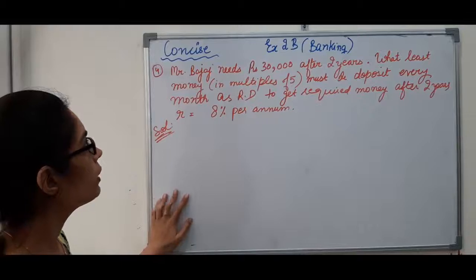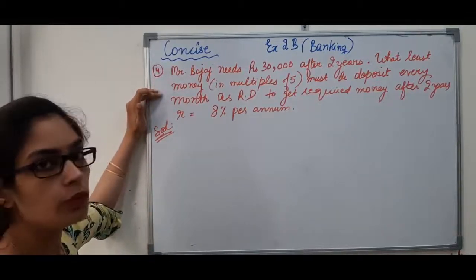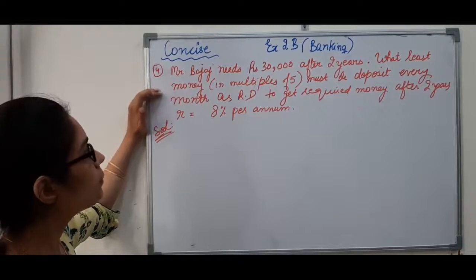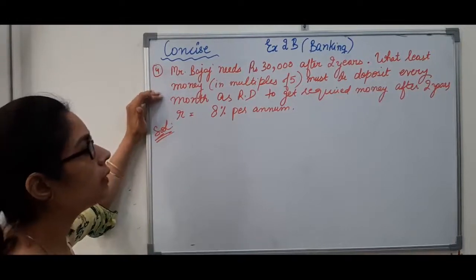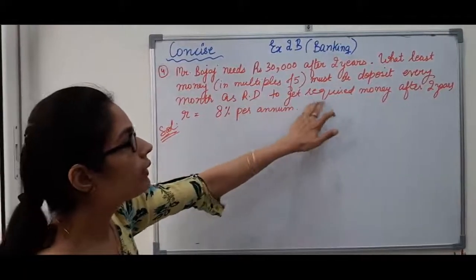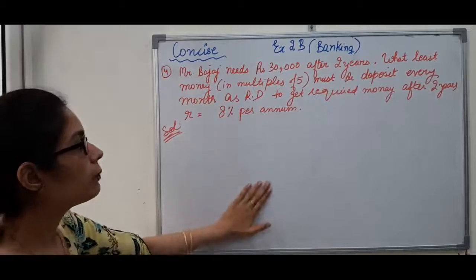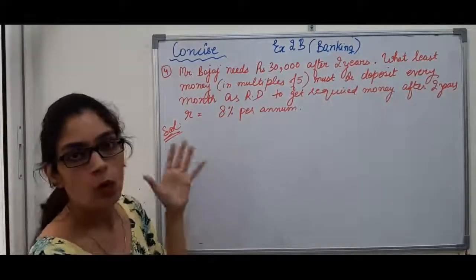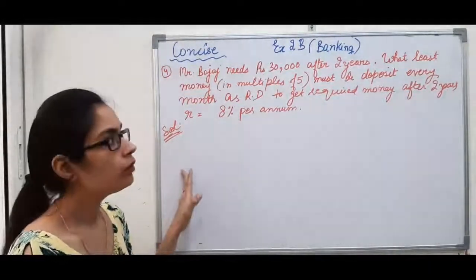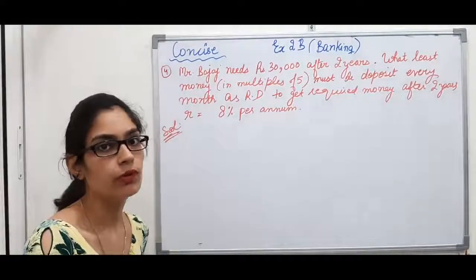The fourth question is, Mr. Bajaj needs rupees 30,000 after 2 years. What least money in multiples of 5 must he deposit every month in his recurring deposit account to get the required money after 2 years at the rate of interest 8% per annum? See, only the language is changed. Don't get confused or scared by looking at the language of the question.